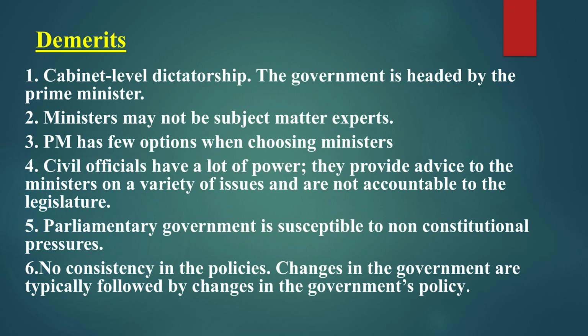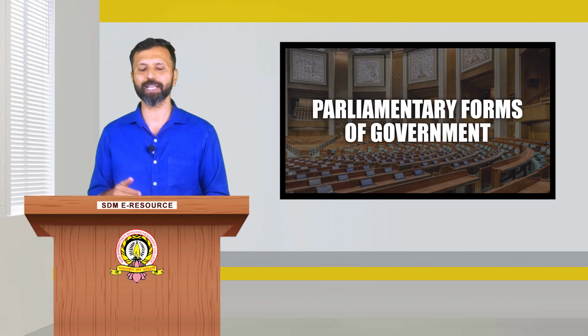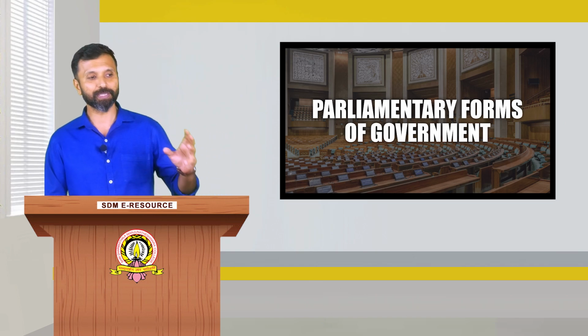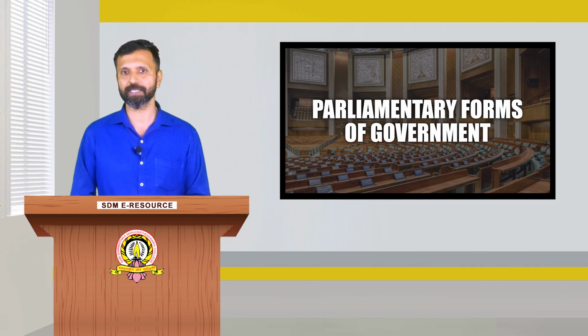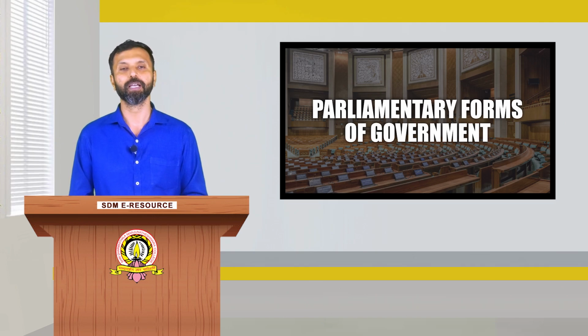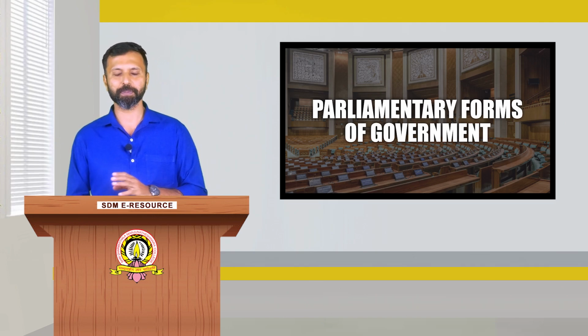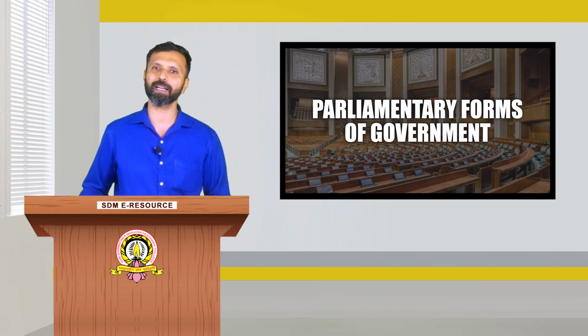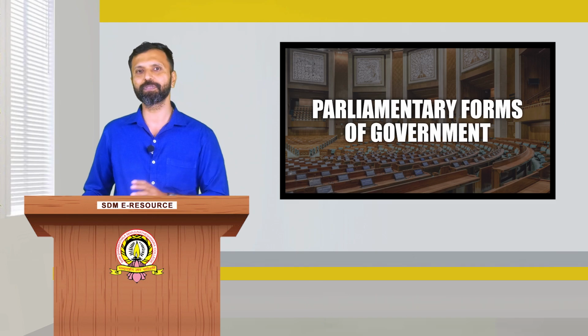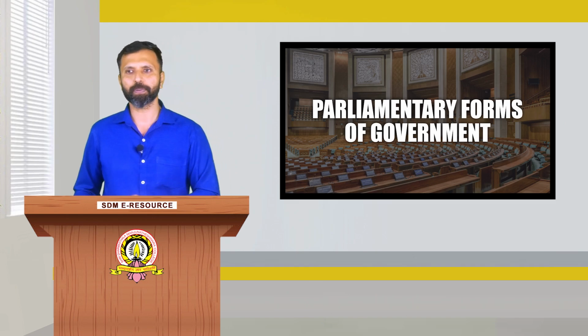We have two kinds of executives: the elected executives and the selected executives. Selected executives, the bureaucrats, are selected under the UPSC, the Union Public Service Commission. The Union Public Service Commission conducts the civil service examination, and the bureaucrats work as parliamentary secretariats. So they work with the ministers with proper directions.